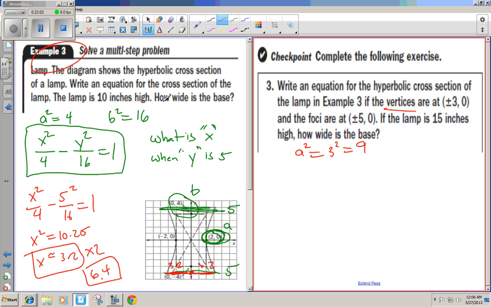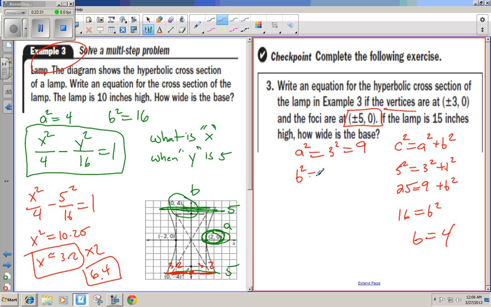This time it doesn't give us a graph, but it tells us that the focus is at 5. So c squared for a hyperbola is a squared plus b squared. That means that 5 squared equals 3 squared plus b squared. So that's 25 equals 9 plus b squared. That's 16 equals b squared, and b is 4. So b squared is 4 squared equals 16.